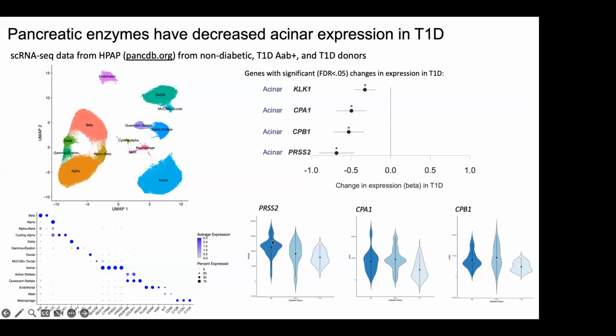And then it's not so clear if there's a difference in autoantibody positive individuals, although at least for trypsin and maybe CPA1, there does seem to be a trend towards autoantibody positive individuals being intermediate to non-diabetic and type 1 diabetic individuals. But I think this further supports that these genes are changing in progression of type 1 diabetes. And together with the evidence that increased levels of these proteins is associated with protection against type 1 diabetes, decreasing expression of these genes in people developing type 1 diabetes may paint a consistent picture.